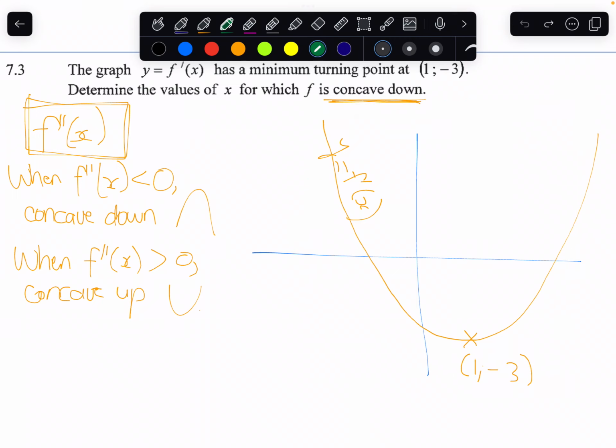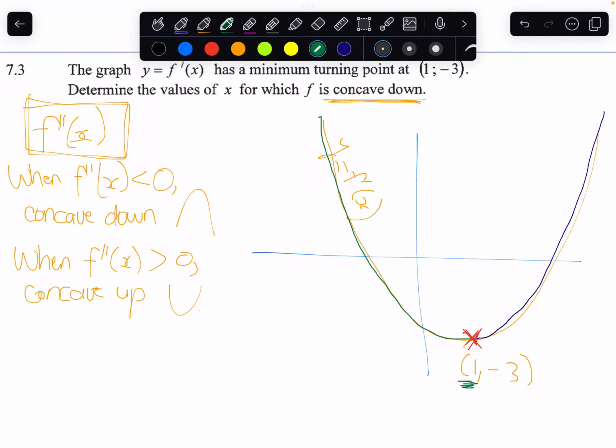Okay, so let's talk about what's happening with the gradient. So we see that the gradient is negative until we get to x is equal to 1, where the gradient is 0. Remember, at a turning point, the gradient is 0, because if you drew a tangent there, it would be a flat line, right? So then when x is equal to 1, we have a 0 gradient, and then after that, we have a positive gradient all the way, okay?